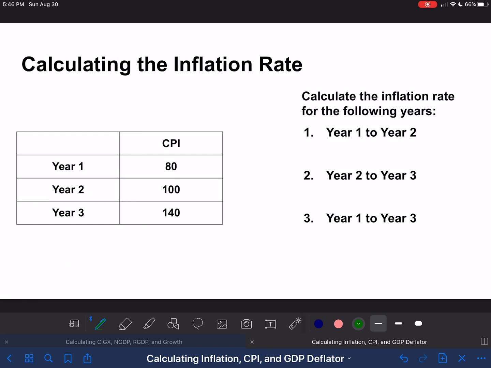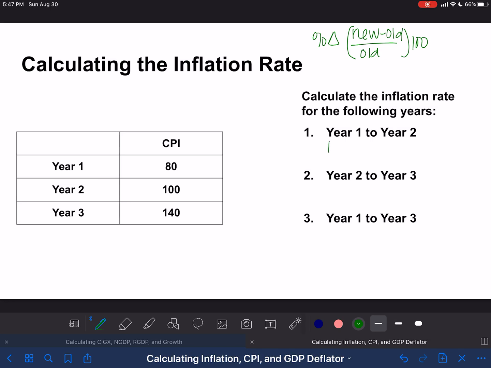Now let's use our CPIs that we calculated on the previous slide to figure out the inflation rate. So we're still using our percent change equation, still new minus old over old times 100. So go ahead and calculate the inflation rates. All right, so let's check your answers. So year 1 to year 2.